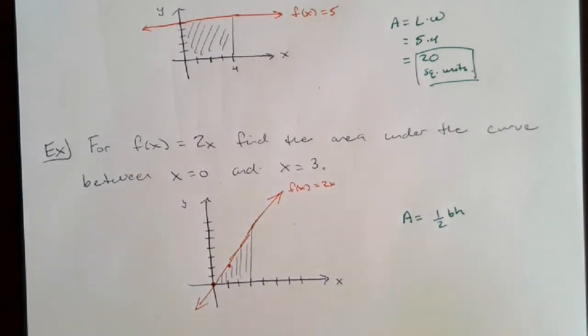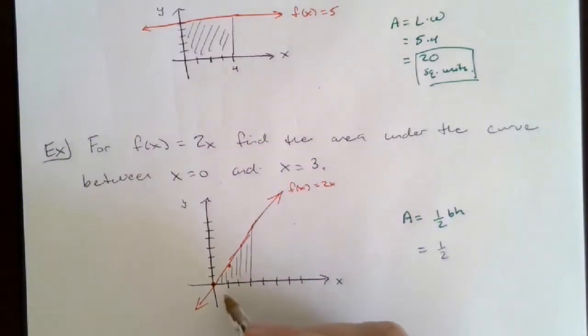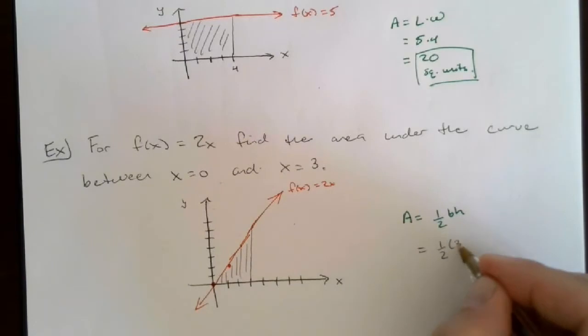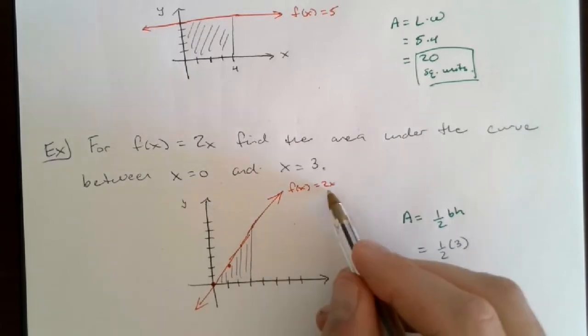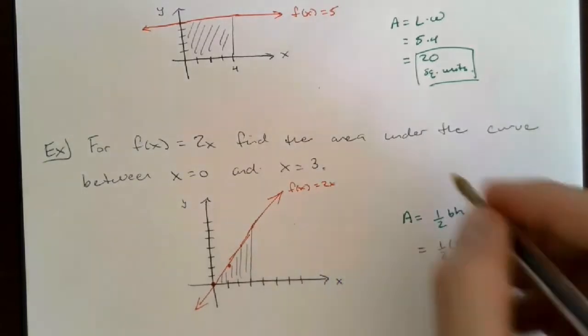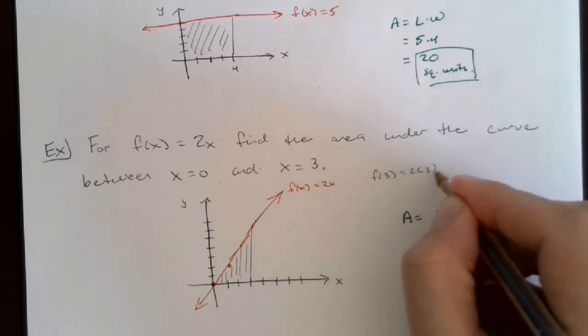And we're really just looking at evaluating this. Well, this is 1/2. What's the base? Well, the base is 3. So 1/2 times 3 times what's the height? Well, it's the function value, right, at 3 for f of x equals 2x. So f of 3 equals 2 times 3, which equals 6.